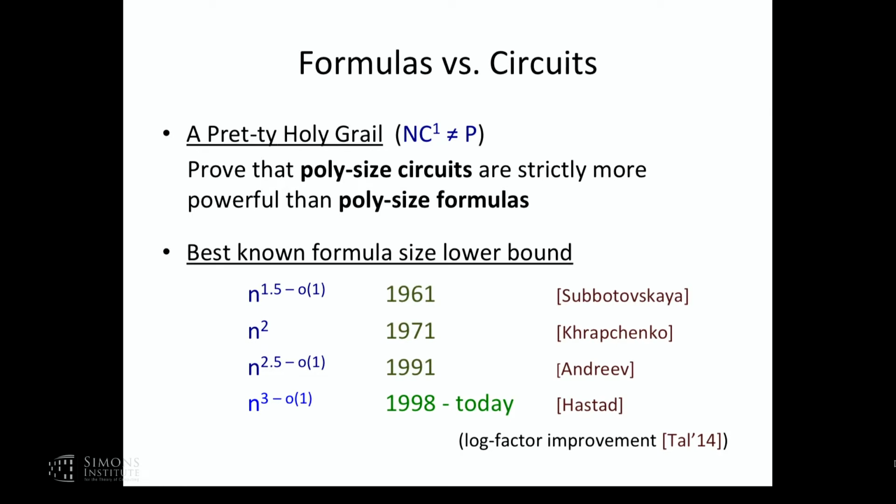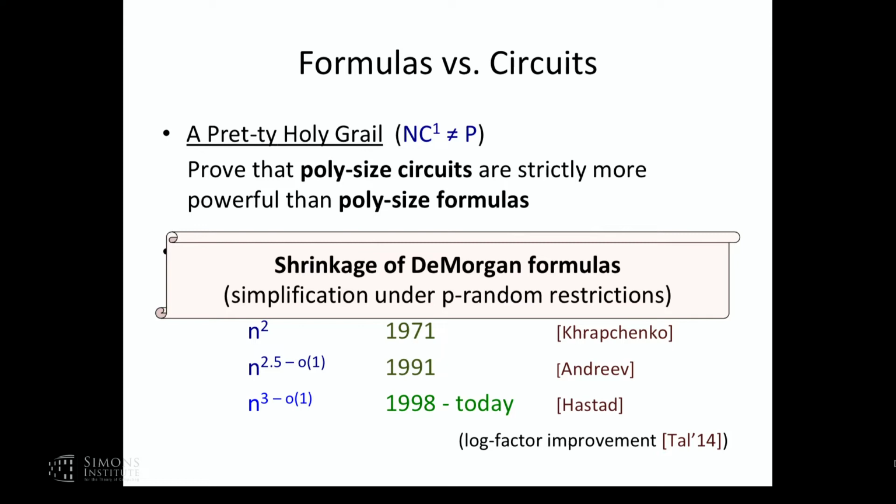However, even proving formula size lower bounds is hard. Here we have the world records over time. Currently, the best bounds we have are nearly cubic, with some recent log factor improvements of Avishay et al. And here the main technique goes by the name of shrinkage of De Morgan formulas. This uses the fact that De Morgan formulas simplify under p-random restrictions.